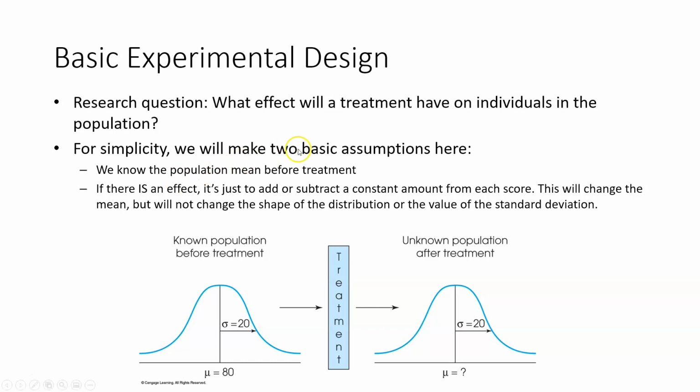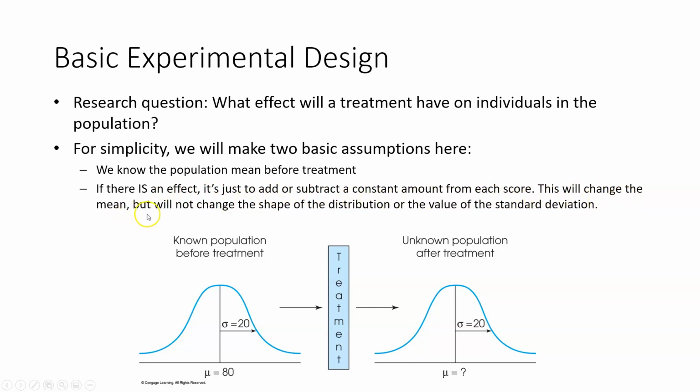For simplicity, we're going to make two basic assumptions here. The first assumption is that we know the population mean before the treatment. As I said before, that's almost never the case, and so this is an oversimplified example in this chapter, and we're going to see what we can do in future modules when we don't know the population mean. But for simplicity's sake here, we're going to say we know the population mean before the treatment, and if there is an effect, it's just going to add or subtract some constant amount from each score.